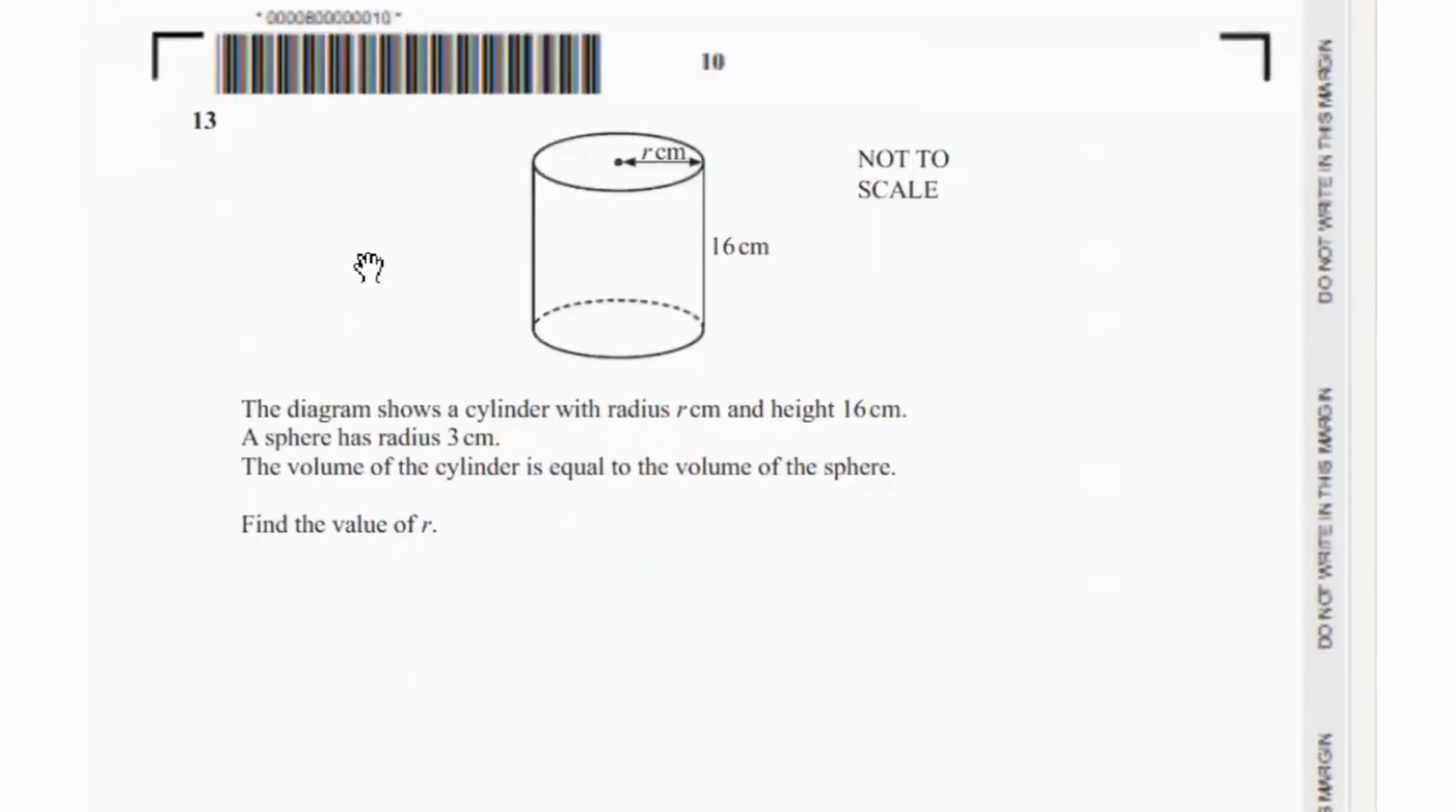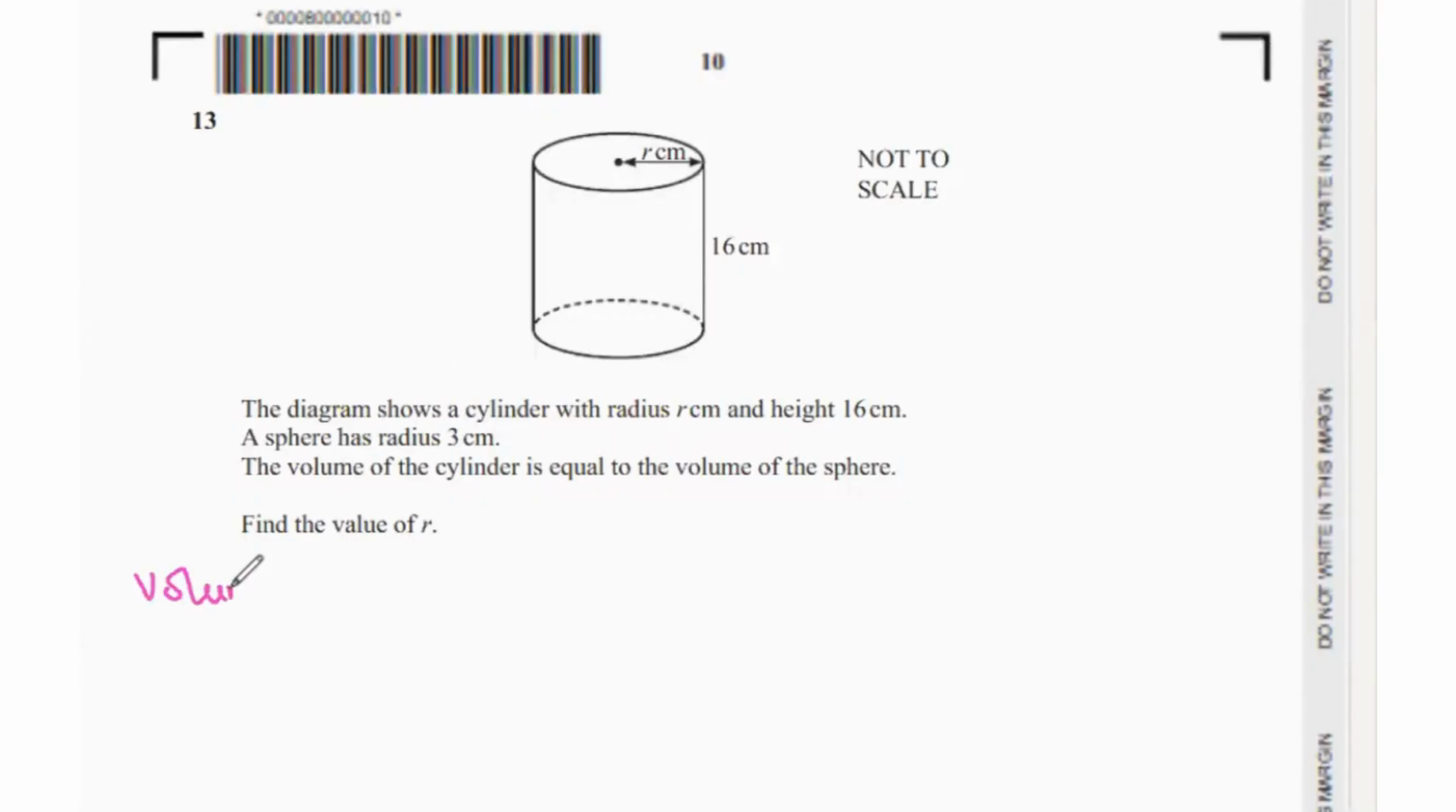Thirteen says a diagram shows a cylinder with radius r centimeters and height 16 centimeters. A sphere has radius 3 centimeters. The volume of the cylinder is equal to the volume of the sphere. Find the value of r. So if they both share the same volume, we can first begin with finding the volume of the sphere because they already gave us the radius.